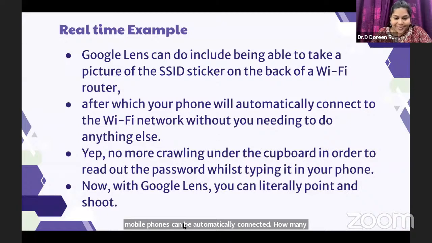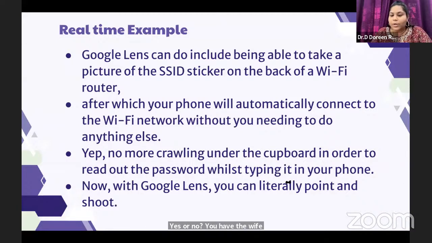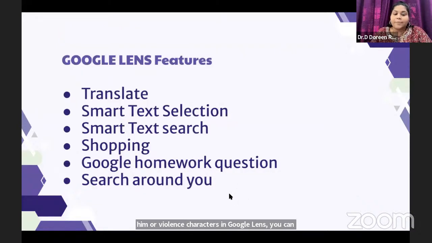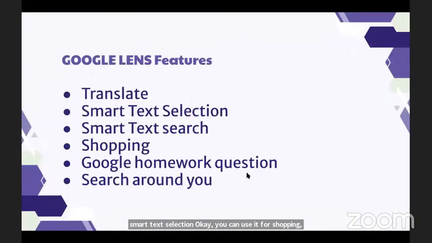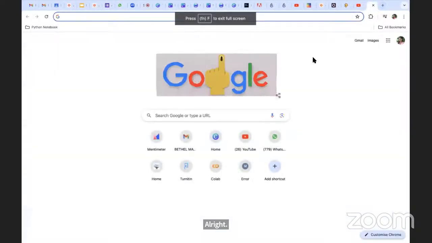Yes or no? Wi-Fi, ma'am. Just like that, if you take your mobile and scan it using Google Lens, you can automatically connect because it takes the username and password, right? And also it can be used for translation. You can use it for smart text selection. Okay, you can use it for shopping, Google homework, and search around. We can upload an image in Google also, and Google will give you a description about that image.